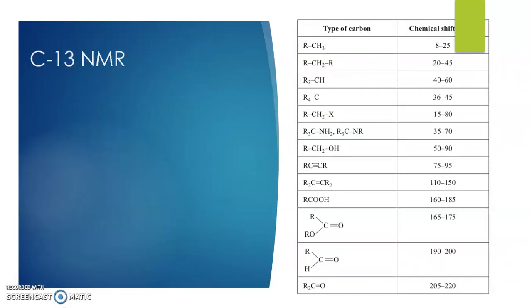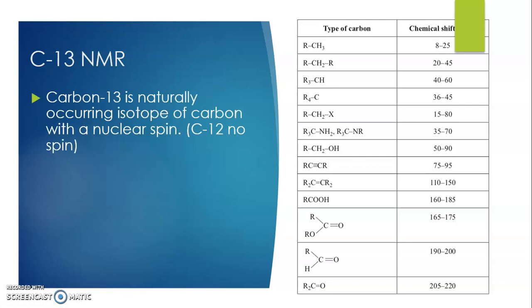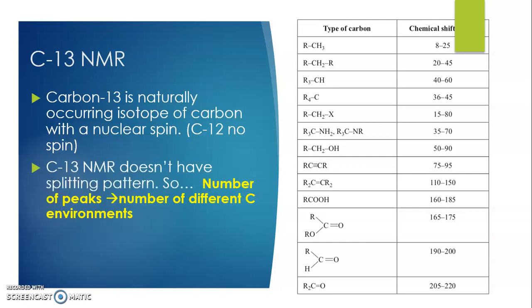Now, C13 NMR. Carbon-13 is a naturally occurring isotope of carbon with a nuclear spin. The most abundant isotope of carbon, which is carbon-12, does not really have a spin because it has an even number of nucleons. Carbon-13 doesn't really have a splitting pattern.